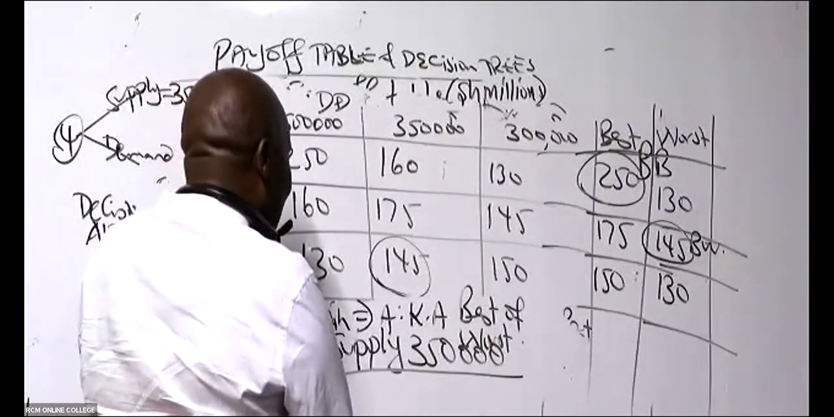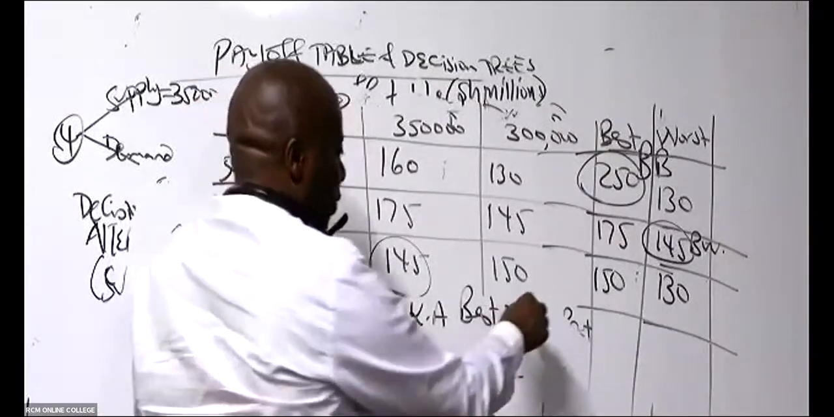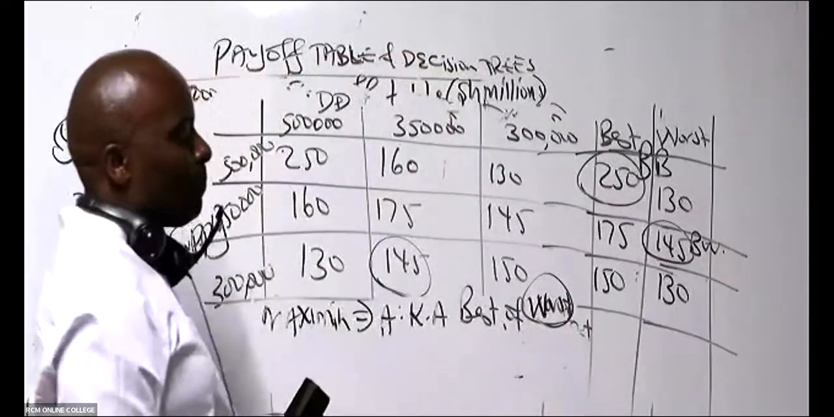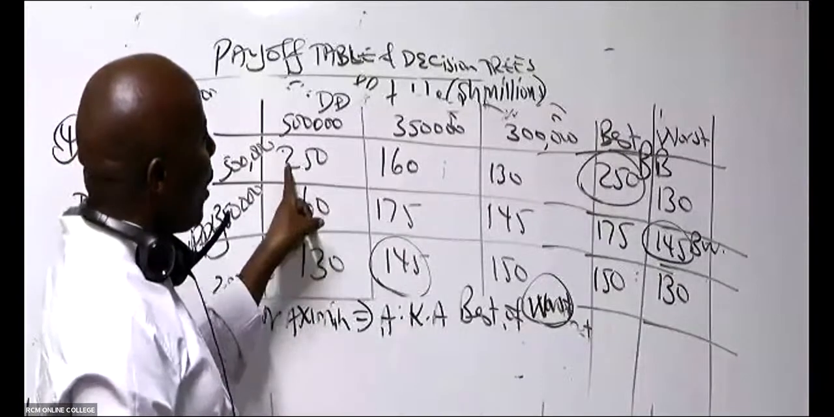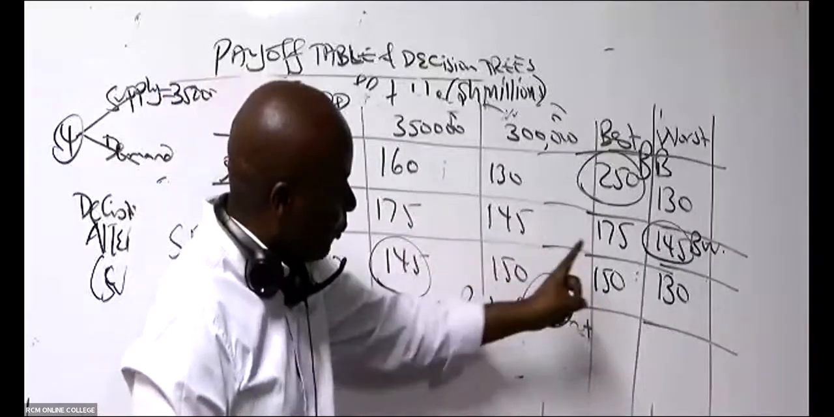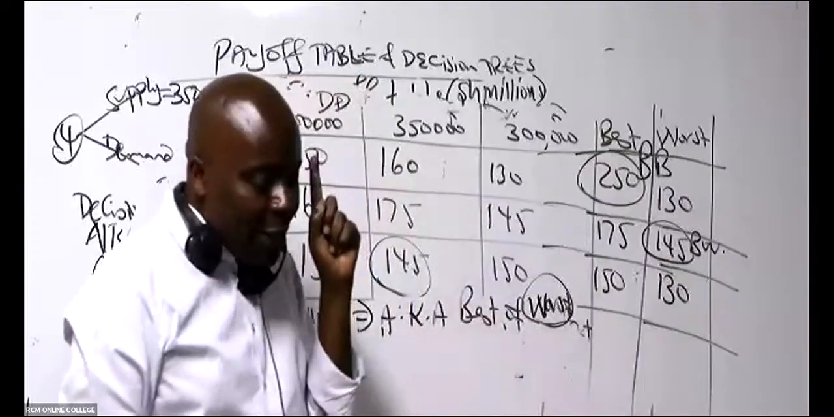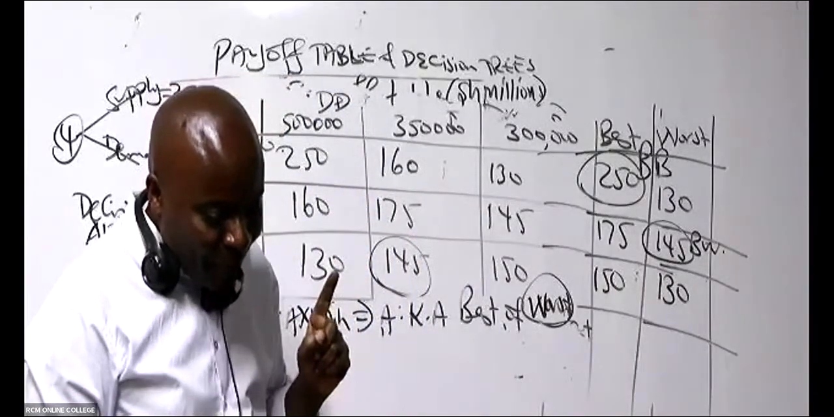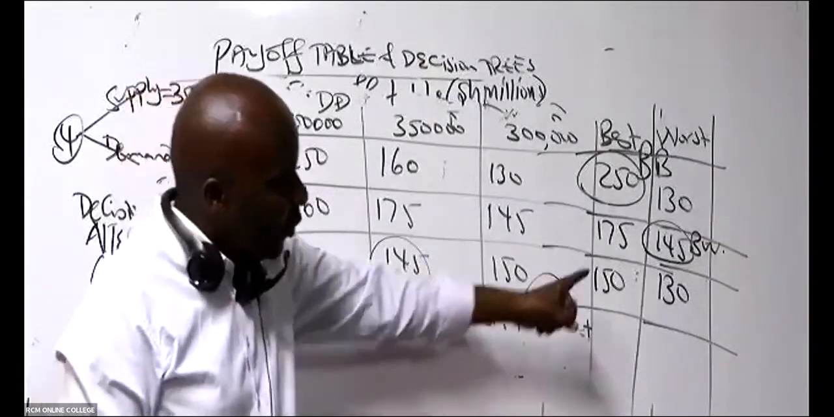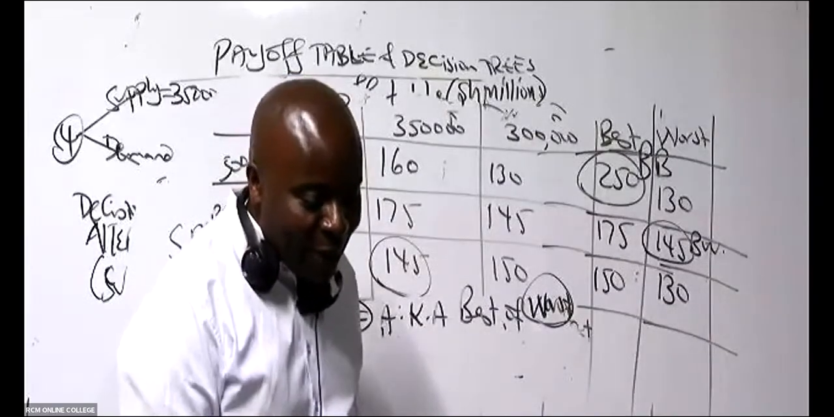So somebody wants me to repeat. Remember the moment you see max mini, max mini means what here? Best of the worst. And remember, for the best of the worst, you start with the worst. So the worst is the lowest profit. The worst here was 130. The worst here was 145. The worst here was 130. Among the three, which one is the best of the worst? 145. Good questions were being asked there by students.